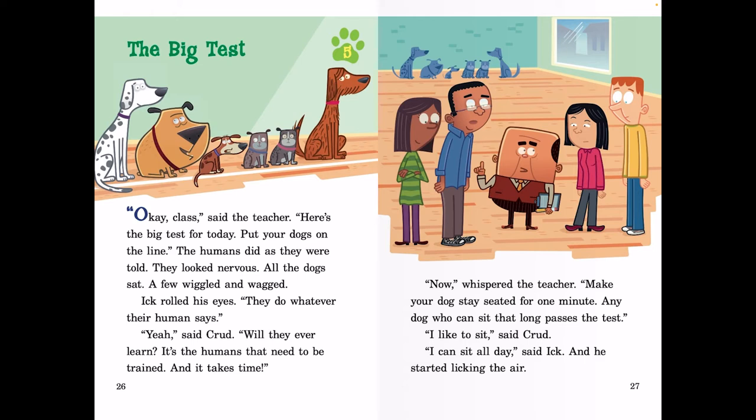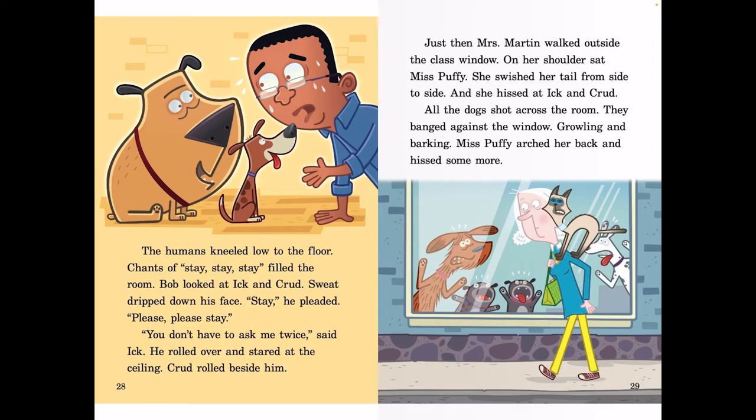"Now," whispered the teacher, "make your dog stay seated for 1 minute. Any dog who can sit that long passes the test." "I like to sit," said Crud. "I can sit all day," said Ick, and he started to lick the air. The humans kneeled low to the floor. Chants of "stay, stay, stay" filled the room. Bob looked at Ick and Crud. Sweat dripped down his face. "Stay, please," he pleaded. "Please stay."